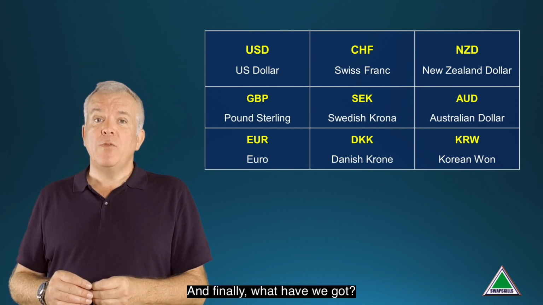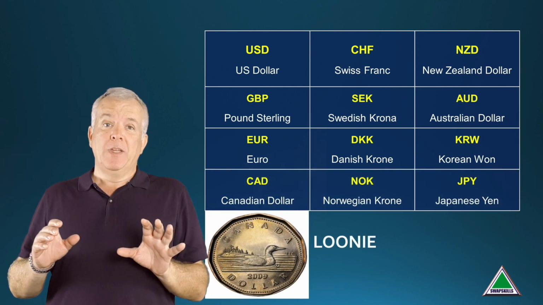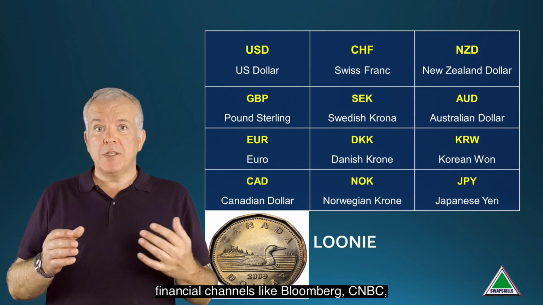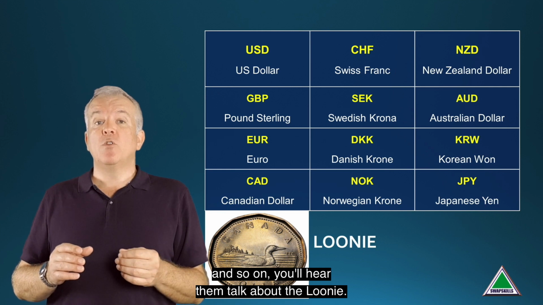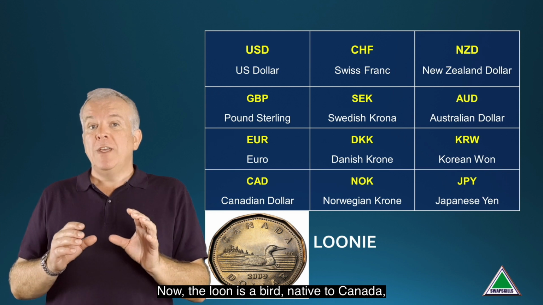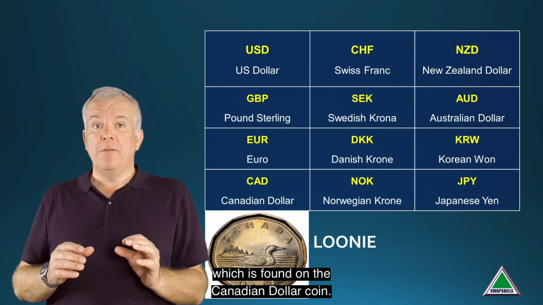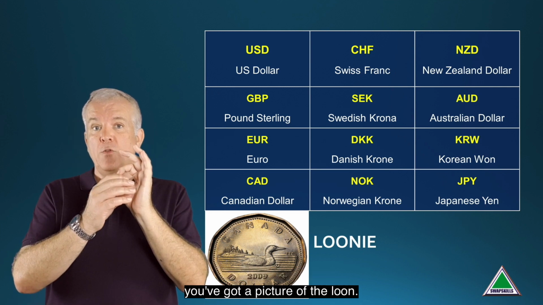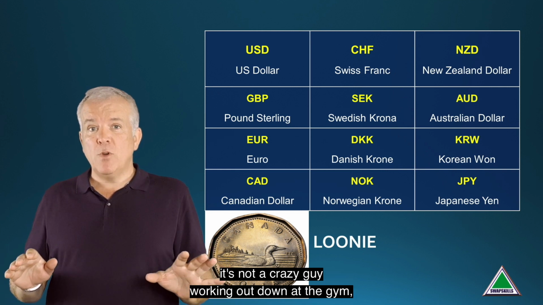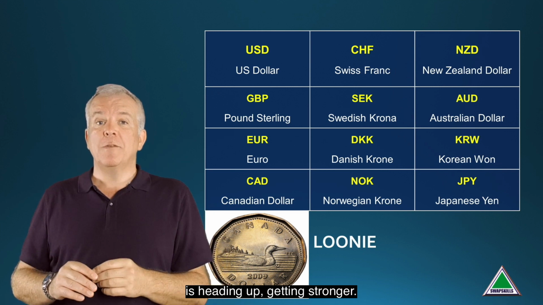And finally, what have we got? Three more currencies left. CAD, the Canadian dollar. Now, if you listen to some of the big financial channels like Bloomberg, CNBC, and so on, you'll hear them talk about the loonie. This is referring to the Canadian dollar. Now, the loon is a bird native to Canada, which is found on the Canadian dollar coin. So you get the little coin, you've got a picture of the loon. So if somebody says loonie's getting stronger, it's not a crazy guy working out down at the gym. It just means the Canadian dollar is heading up, getting stronger.